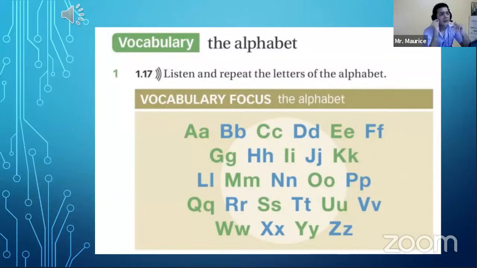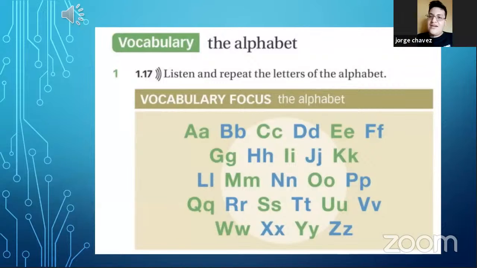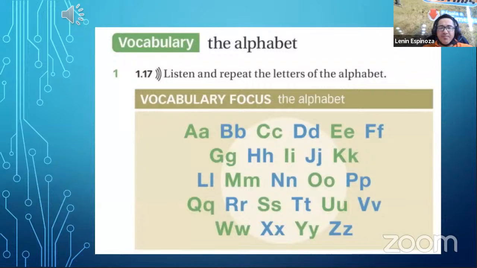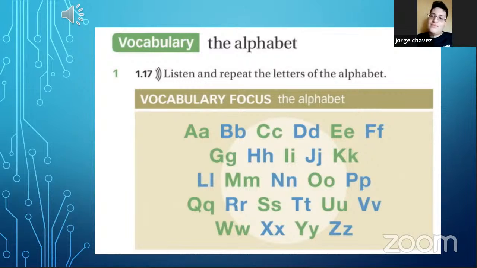Consonant. A. Vocal. Is a vowel. Is a vowel, okay? Remember, ¿se acuerda? Su compañera lo dijo. A, E, I, O, U. So these are the vowels.